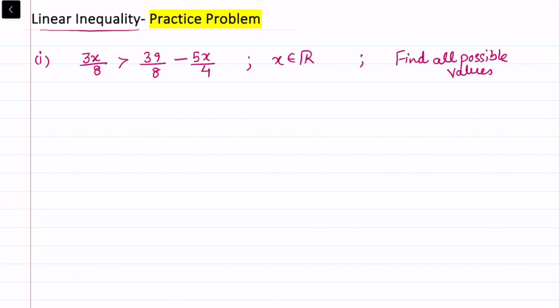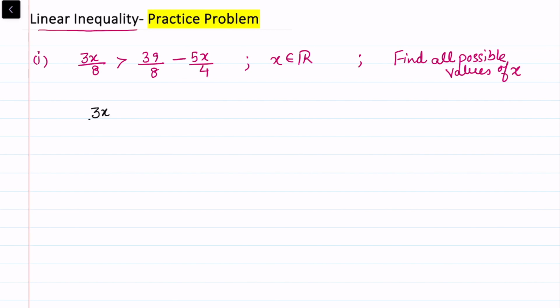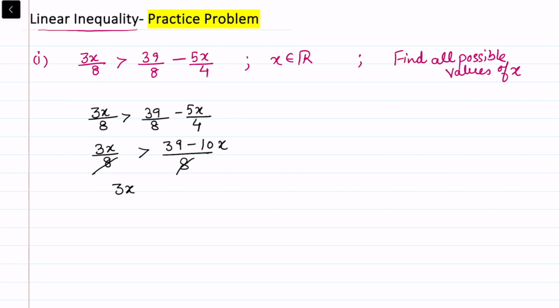This is the question. Now to solve this question, let us free this inequality from the fraction. So here this is 5x/4. Take the LCM on both sides. So this is already 8. Here when I take the LCM on this side, this becomes 39 minus 10x. Cancel it on both sides. I get 3x greater than 39 minus 10x.